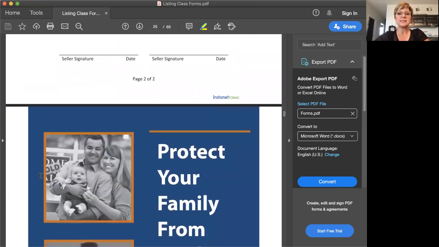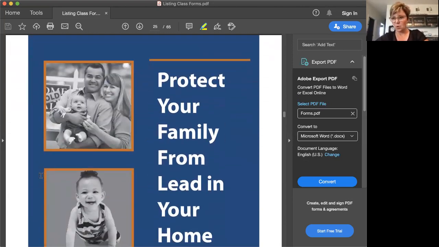All right, the next section is about lead-based paint. So if the property that you are going to list was built before 1978, it has the potential of having lead-based paint. Doesn't mean it does, but it could potentially have lead-based paint in it, okay? So your seller would have to fill out a lead-based paint disclosure, okay?